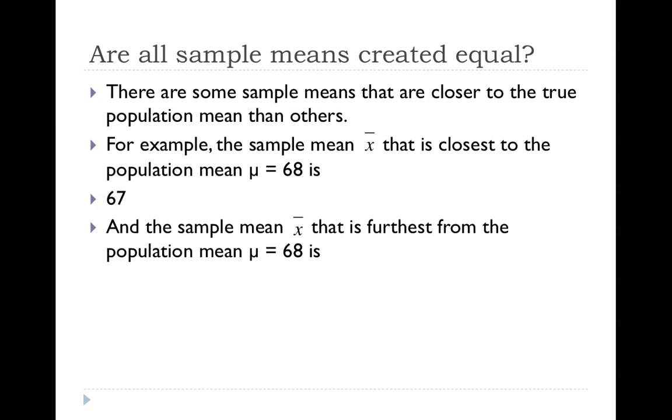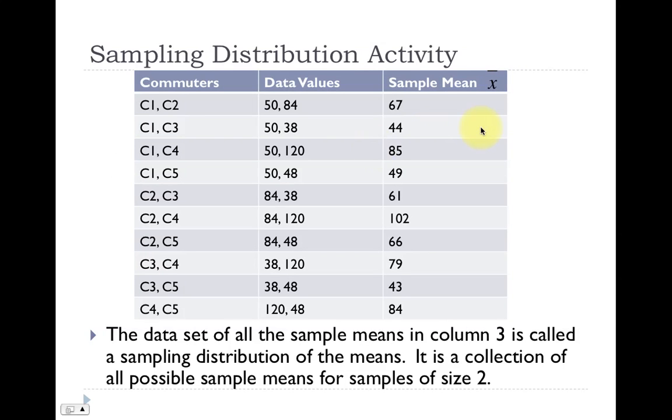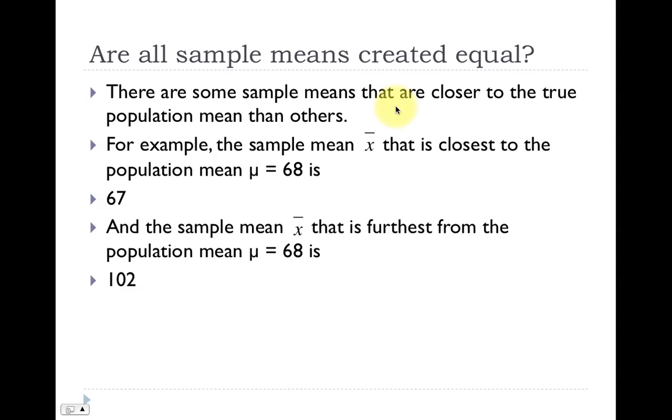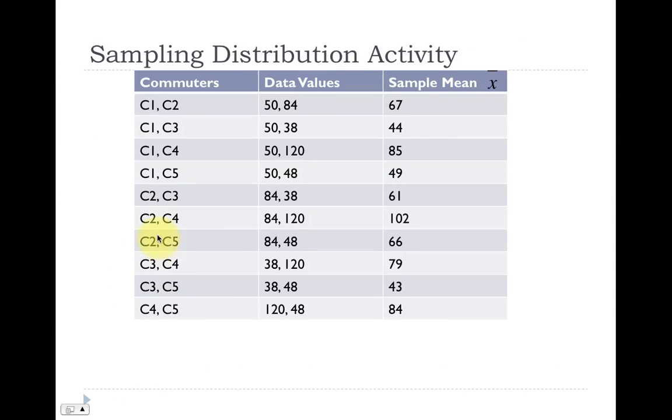The sample mean x bar that's furthest from the population mean 68, if you take a look at the numbers again, is 102. So if we happened to sample C2, C4, where our two data values sampled were 84 and 120, and we found the sample mean 102, and we used that sample mean to estimate the true population mean, we wouldn't be too close.